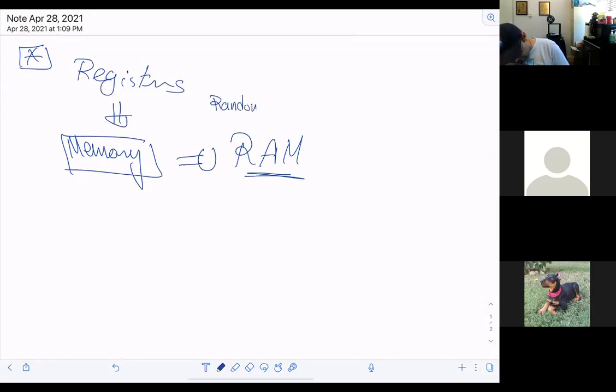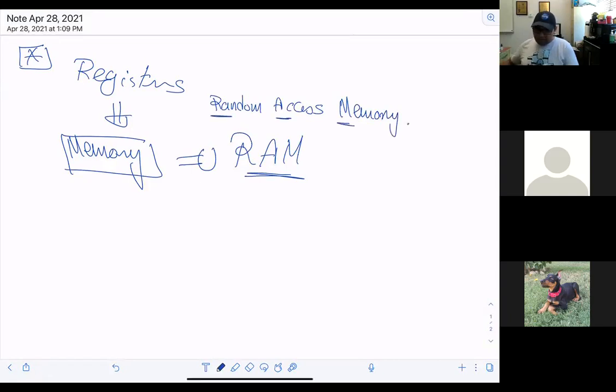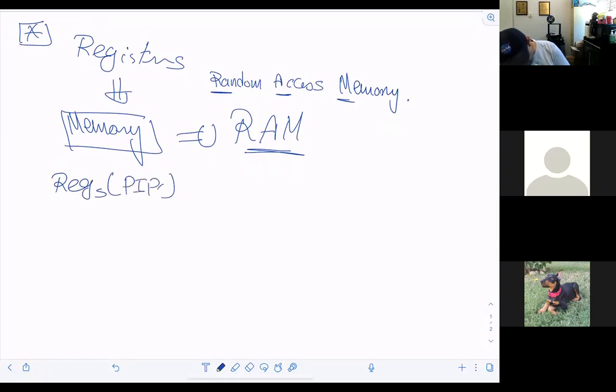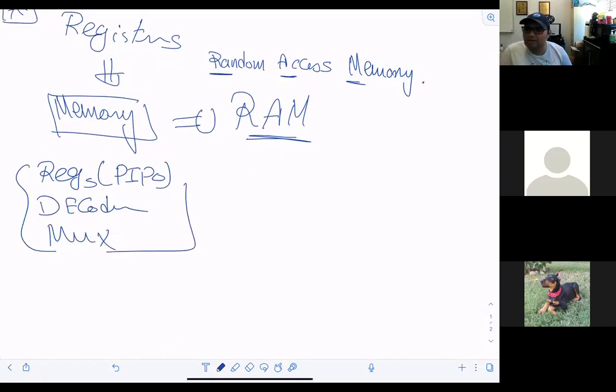Random access memory. So does this actually make sense to you guys? So it's a random access memory. But in general, what we use are registers, and the configuration, and we had a decoder, and we have a multiplexer, right? That's basically the ingredients, right?